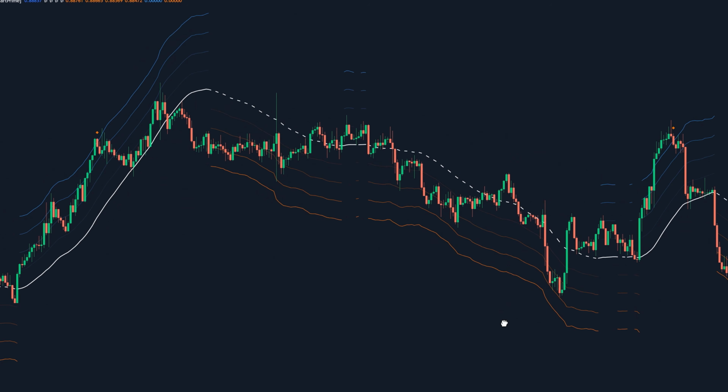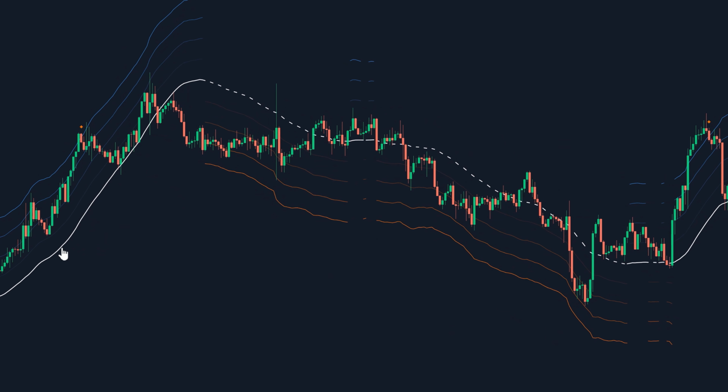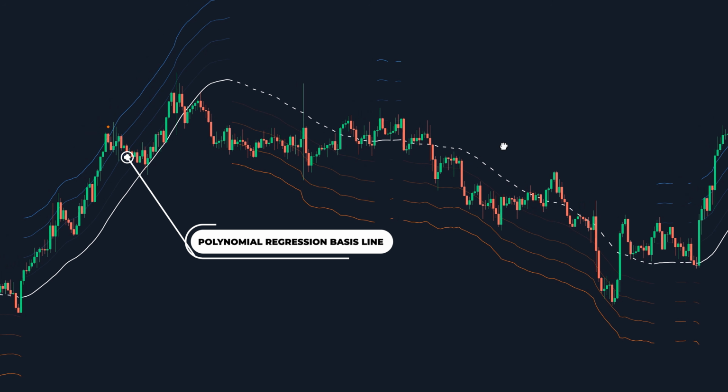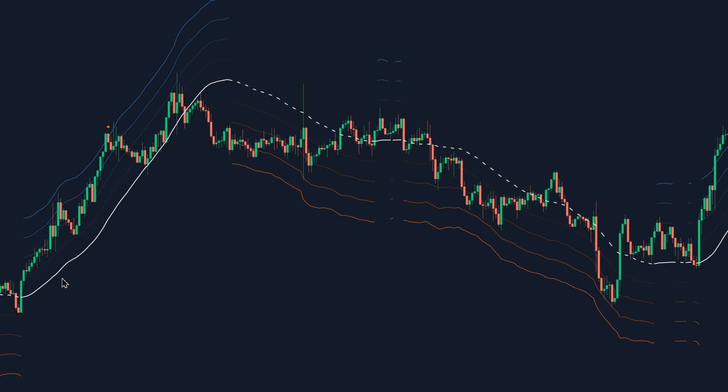It's made up of the following components. First, we have the polynomial regression basis line, which is the main component of this indicator. It's this line in the center, which is going to help you identify the overall trend direction of the market. When the market is bullish, the basis line is going to be a solid line angled upward like this, with the price trading above it. However, when the market is bearish, the basis line is going to be a dotted line, and it's going to be angled downward like this, with the price trading under it.